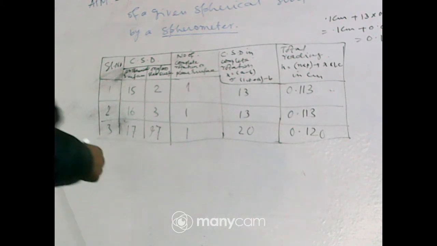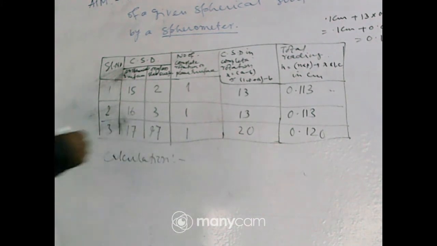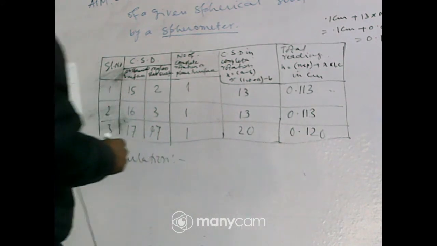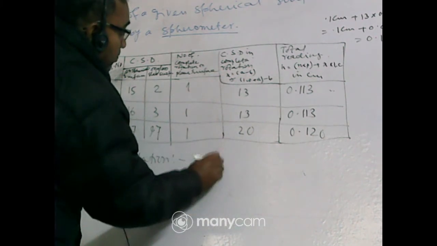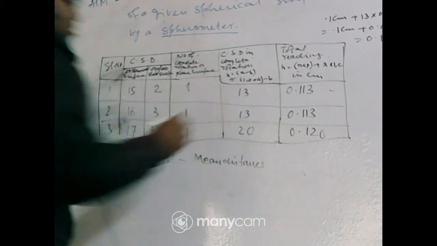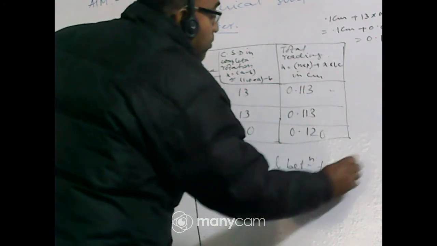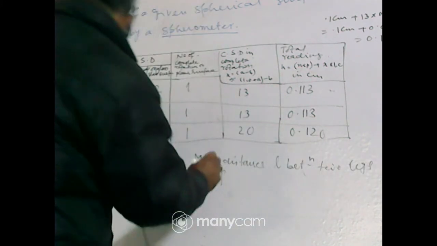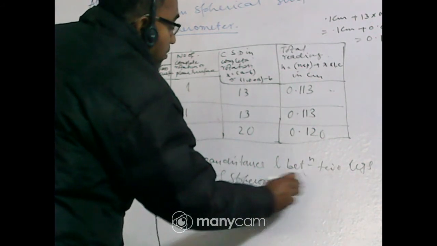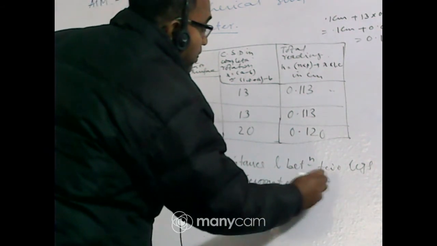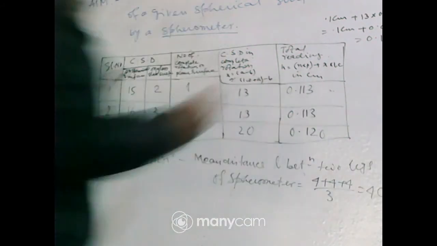Next is calculation. Mean distance L between the two legs of spherometer equal to 4 centimeter, 4 centimeter, 4 centimeter by 3, that is equal to 4 centimeter. Okay.